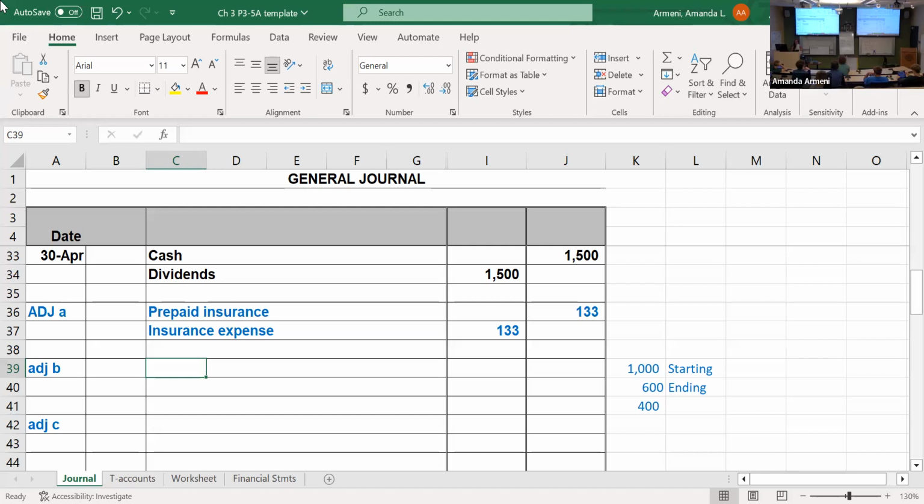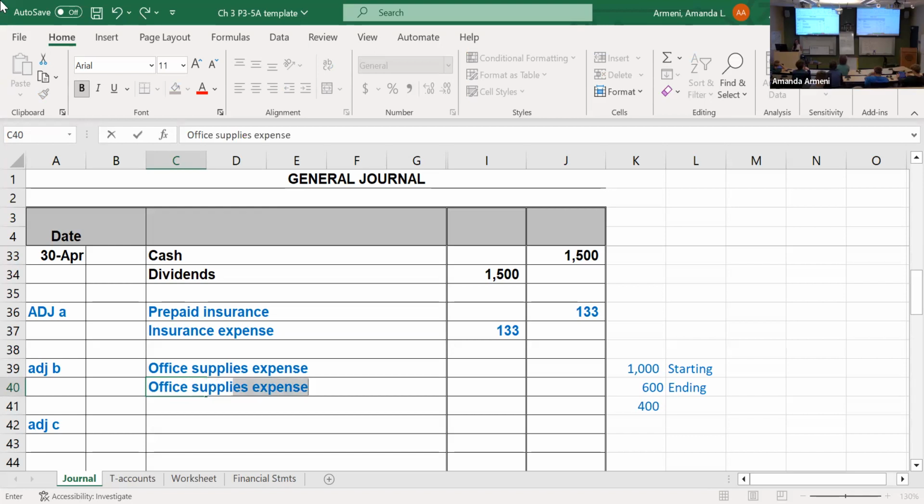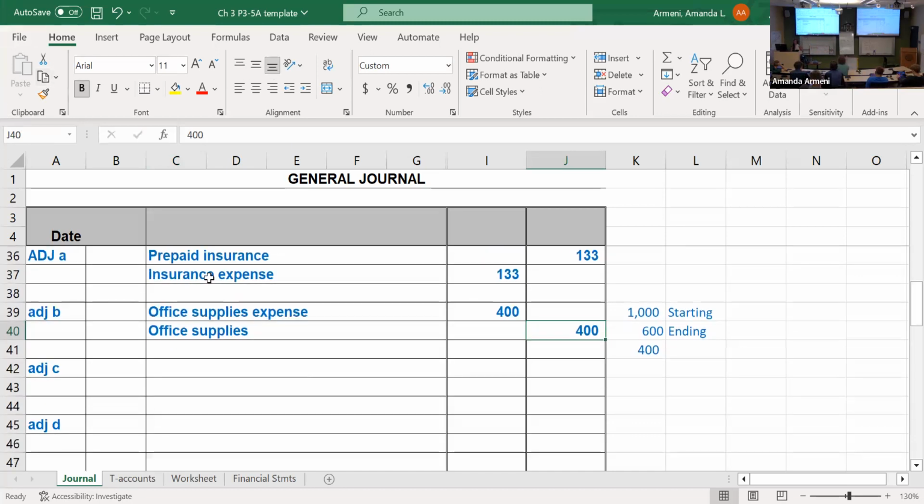And the amount is $400, right? Our office supplies expense, which always decreases equity. We have more of it now, but it always decreases equity as our debit. Office supplies, we have 400 less, right? Because we use them. And then again, we would go and put that into our worksheet, right? In those middle columns, you would have a debit on the office supplies expense side, and you would have a credit on the office supplies, okay? Any questions on B?